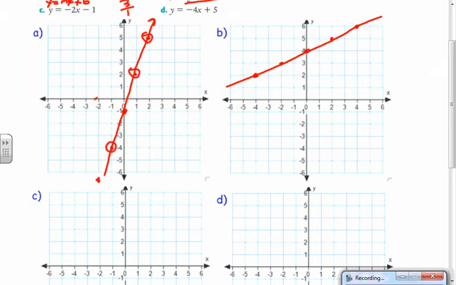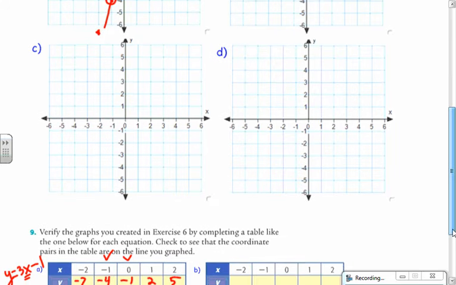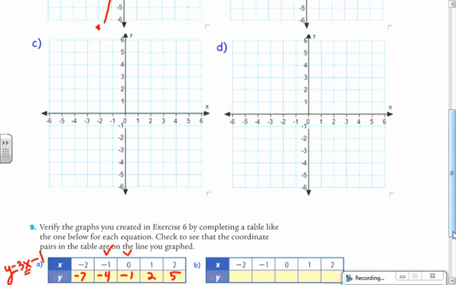That's going to be it for this lesson. In the next lesson, we'll get more into writing the equations when we're given some information. And we'll talk about this next time we meet in class.